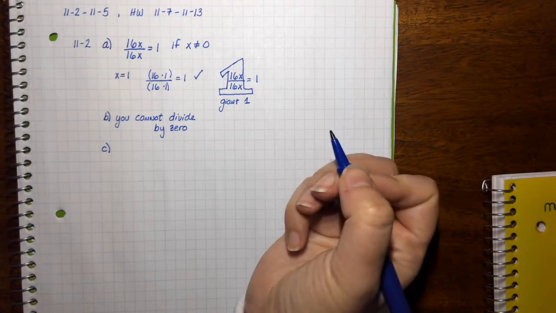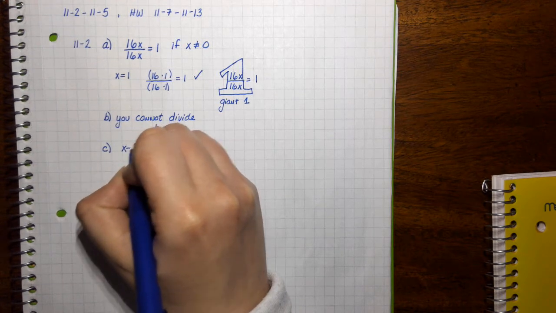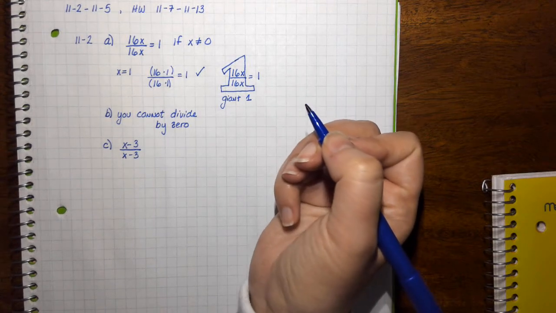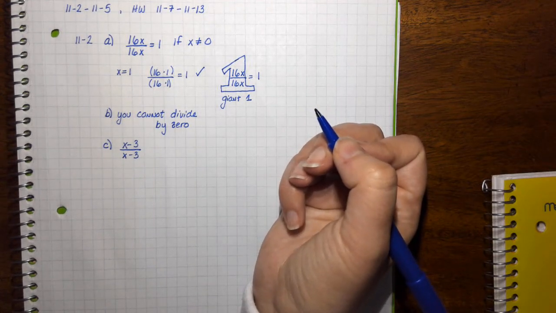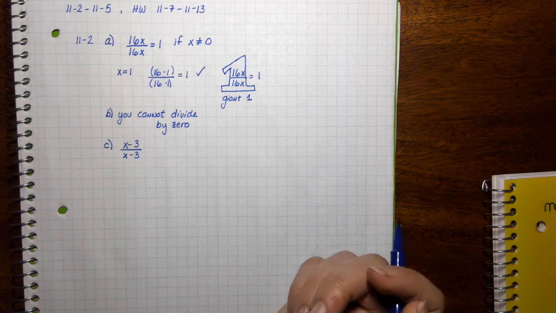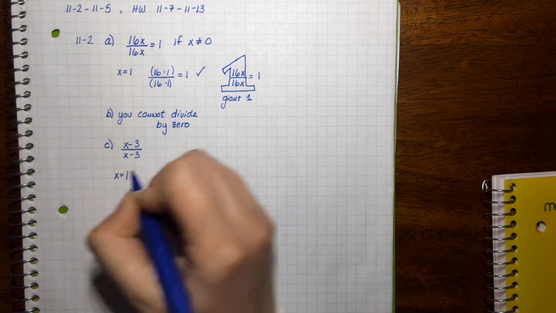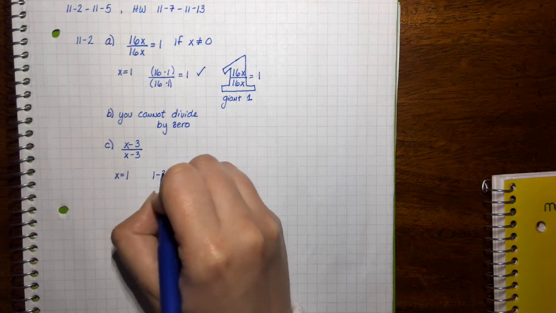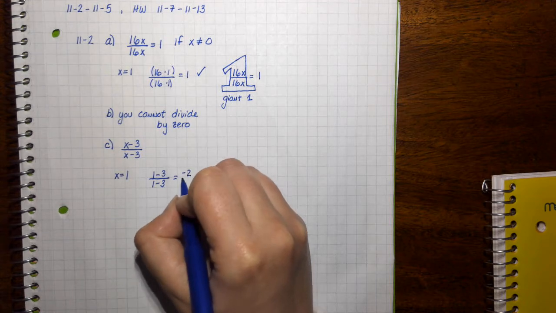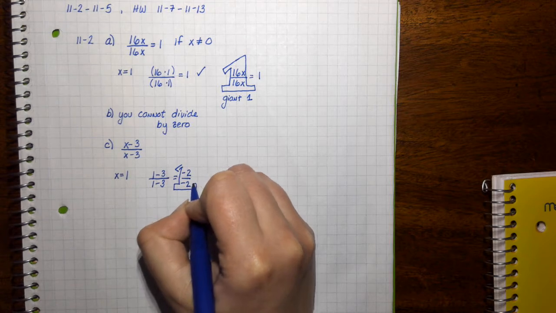Okay, C. Next, Mr. Wonder considers x minus 3 over x minus 3. Does this expression equal 1? What value of x must be excluded in this fraction? Okay, so does this equal 1? Well, let's pretend that x is 1. We would have 1 minus 3 over 1 minus 3, which would be negative 2 over negative 2. Is this a giant 1? Yes, it is.